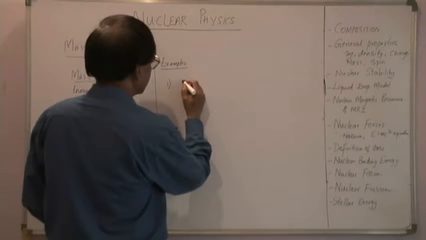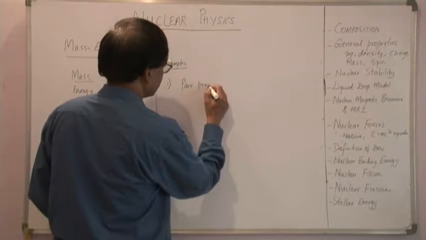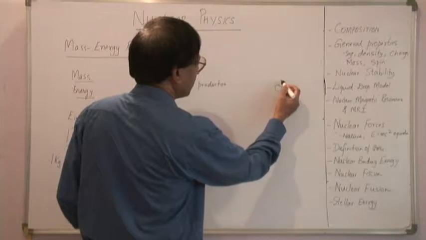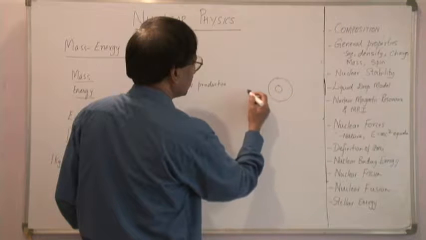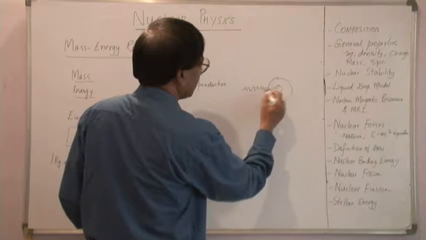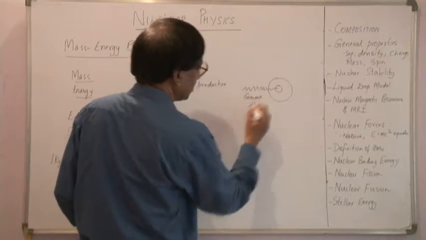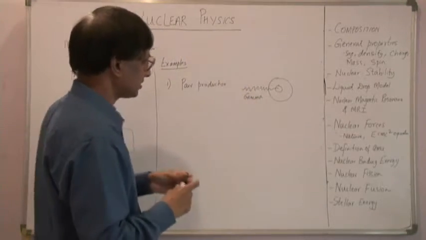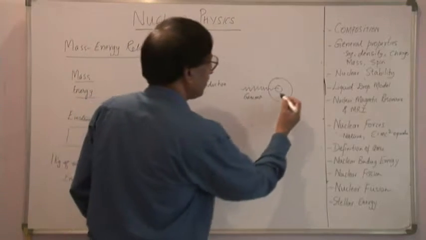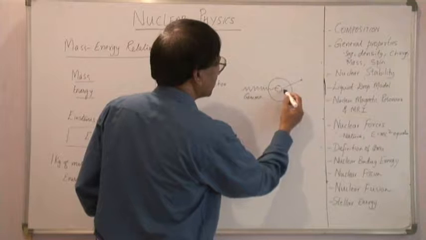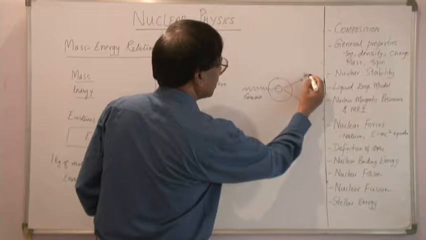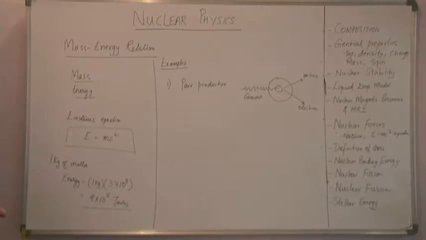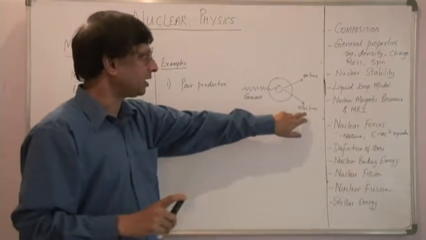Now the first example is about pair production. So it has been found experimentally. This is a nucleus. Gamma rays are made to impinge on the nucleus under intense electric field. Then two particles are given out. One is a positron and the other one is the electron. So gamma rays in this case are getting converted to a positron and an electron.